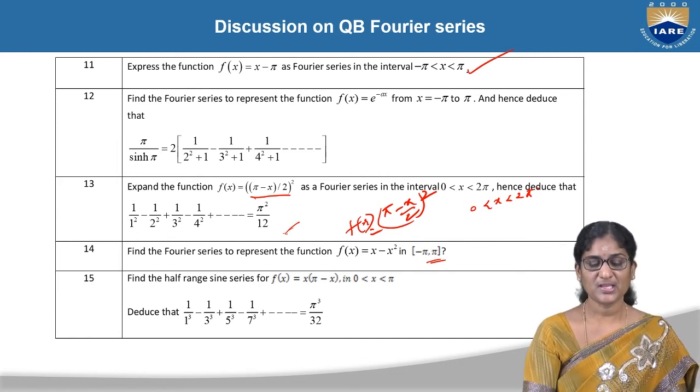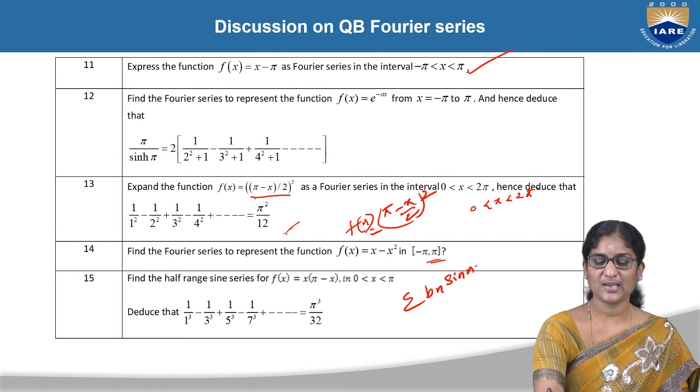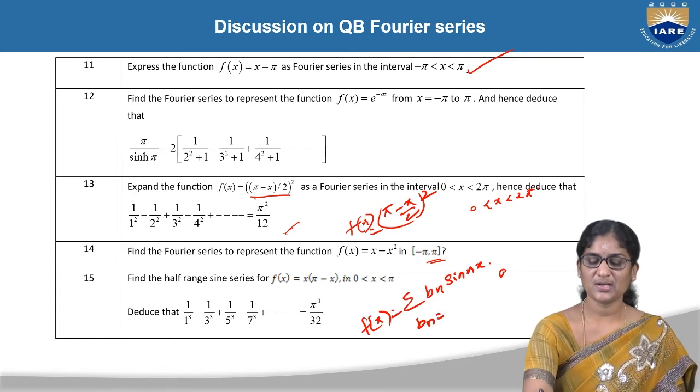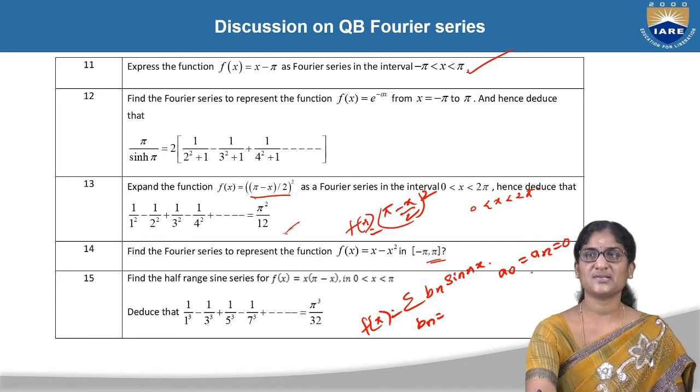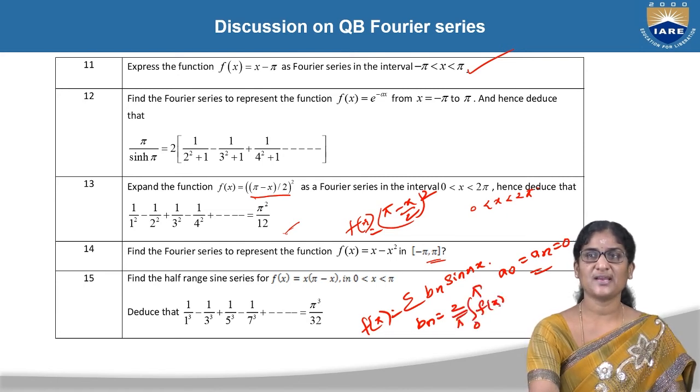Now going to the 15th question, find the half range sine series. What is a half range sine series? Summation of bn sin nx. This is a half range sine series. So what is the bn value here? bn is the only coefficient, because a naught and an both will become 0 for the half range sine series. So you have only the bn value. So how to get the bn value? 2 by pi integral 0 to pi f of x sin nx dx.